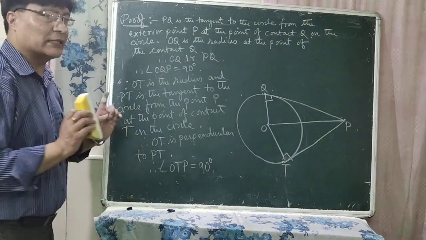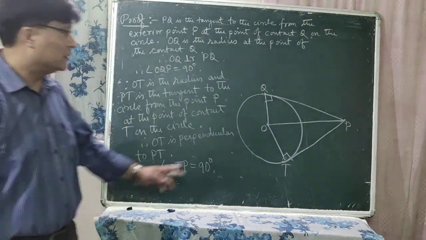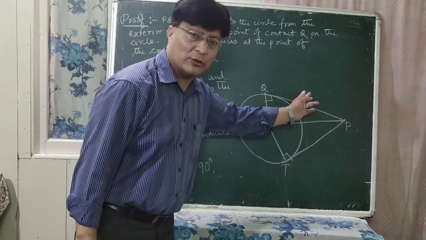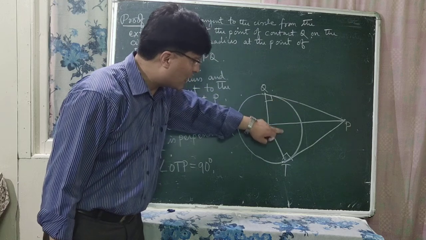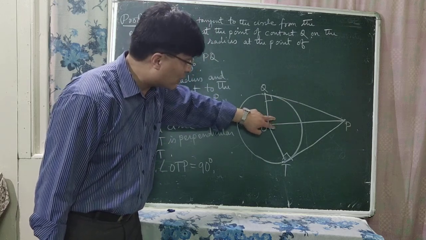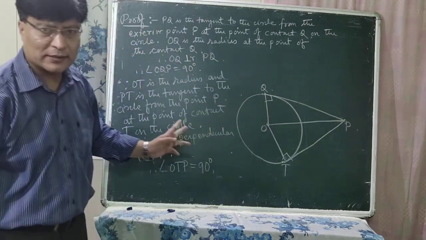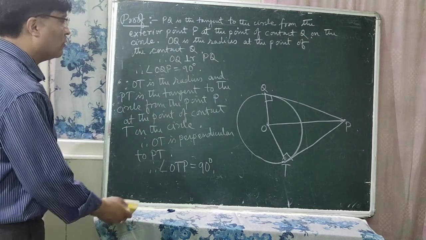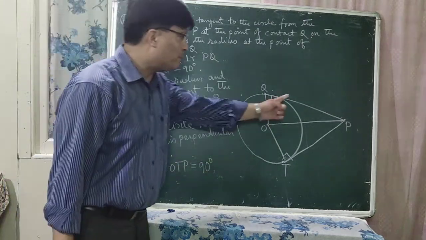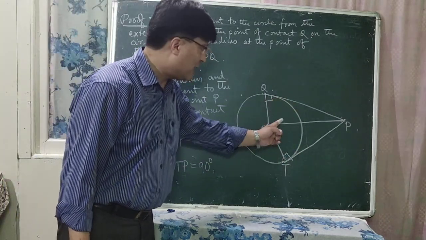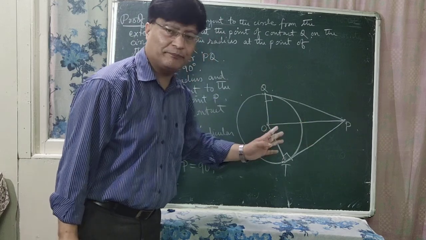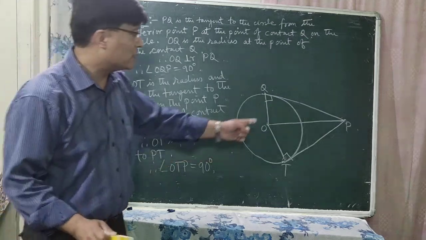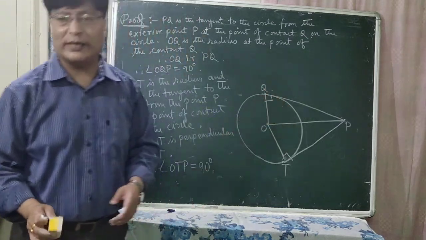Okay. So now we have to prove that these two tangents are always equal. That is PQ is equal to PT, and they subtend equal angles at the center. That means these two angles are also equal. You have to prove it. Okay. Now let us prove it. In order to prove PQ is equal to PT and angle POQ is equal to angle POT, we have to prove that these two triangles are congruent.